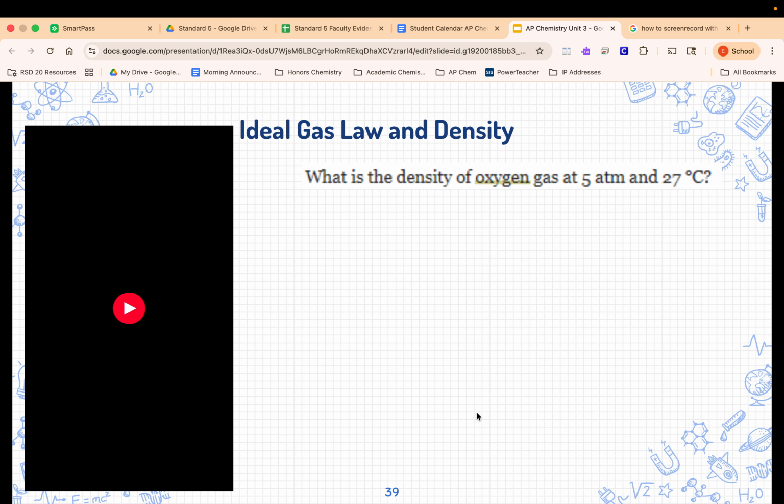Okay, so for the final part of this video, I want to take you through a problem demonstration that answers the question on this slide. The question on this slide says, what is the density of oxygen gas at 5 atmospheres and 27 degrees Celsius? Let's take a look.